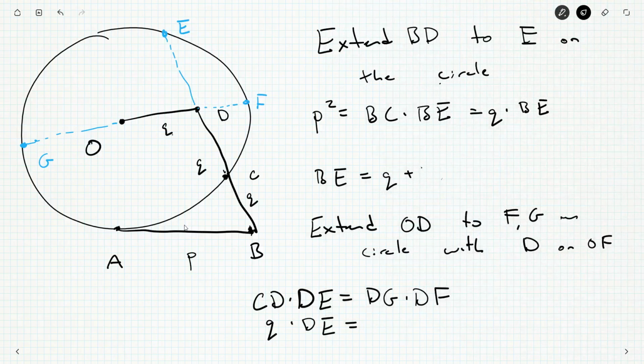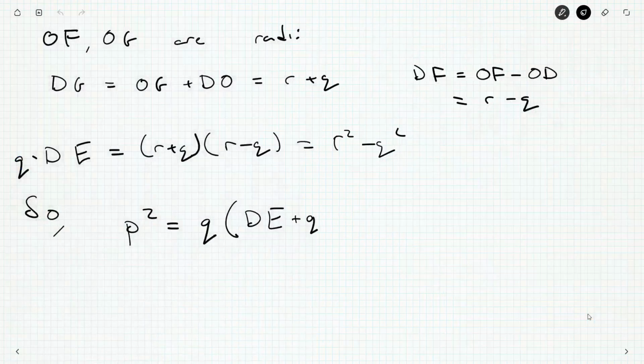Have I screwed this up? BE is Q plus CE, and CE is Q plus DE. So it's DE I still didn't know about. I think when I was extending my line, I wasn't paying attention. So it's 2Q plus DE. And now I know what DE is. So we get DE plus 2Q.